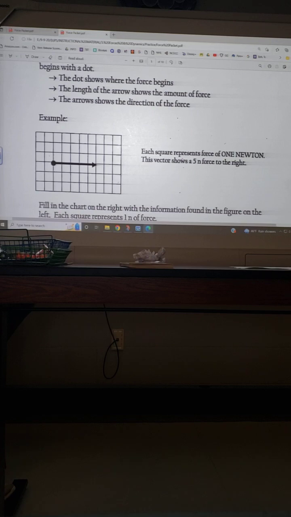So sometimes you will have a grid like this, and it will have a vector arrow where it's saying each square is 1 Newton of force. Thank you, Shelby. And so this would be 1, 2, 3, 4, 5 newtons to the right. I know it's 5 because it was 5 squares, and I know it's to the right because it's pointing to the right. Okay.